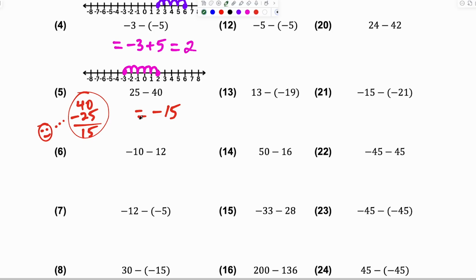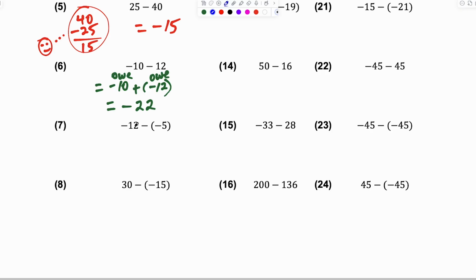So for something like this, when we have negative 10 minus 12, this is the same thing as saying negative 10 plus negative 12. And remember before when we were doing adding integers, I talked about owing money. If you have negative $10, it's like owing $10. And then if you owe another $12, you would add those together and keep the negative. So you're doing 12 plus 10 is 22, so you would have negative $22 if you're talking about debt.